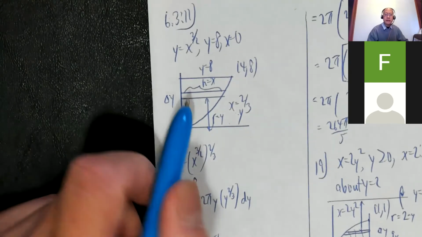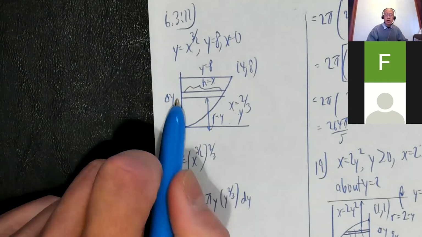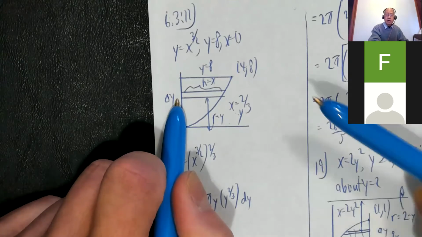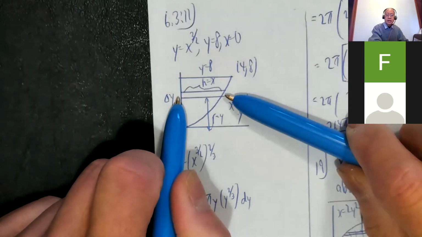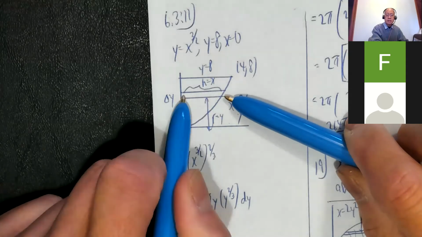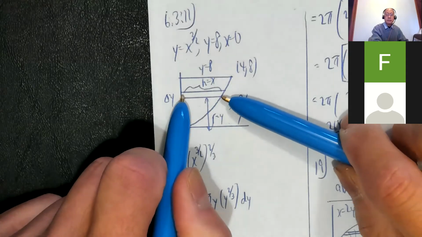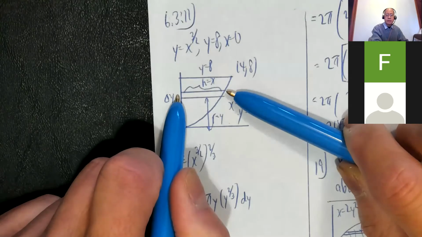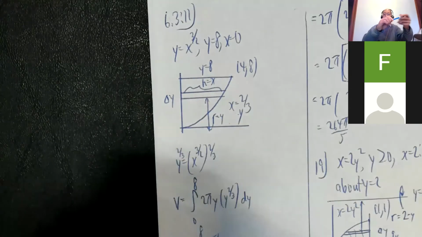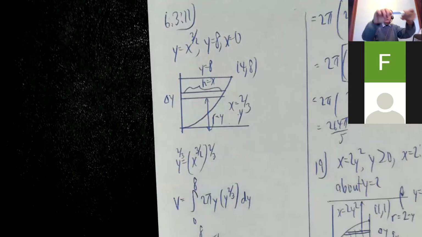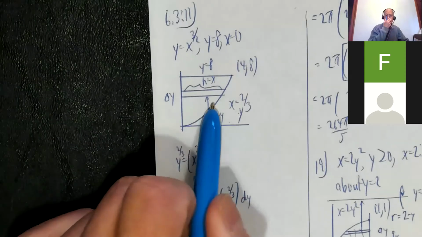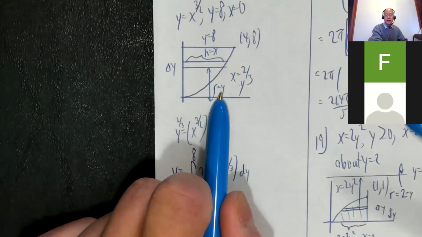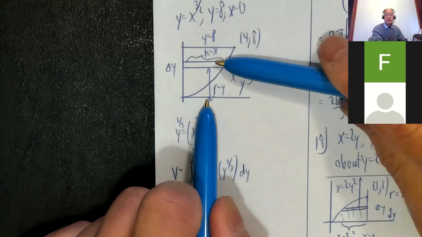So to do the shell method, I slice delta y. So I need the height and the radius. Height is here to here. This is a typical slice. That's just x. This is from any point to the y-axis is x. If I take this thing, spin it like this, this is my radius. That's y. Distance from any point to the x-axis is y.